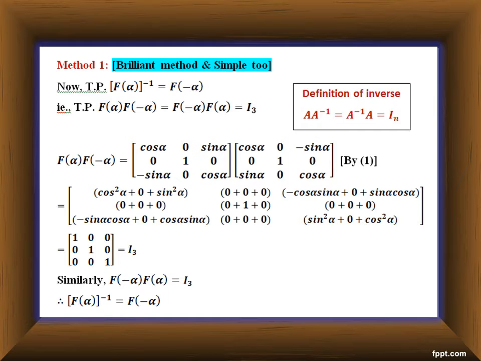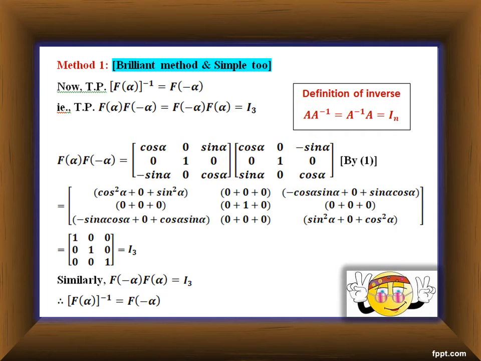Thus the product of f of alpha and f of minus alpha gives the identity matrix. We can say the inverse of f of alpha is f of minus alpha. Thus, we are getting f of alpha the whole power minus 1 equals f of minus alpha. Got it? Fine.